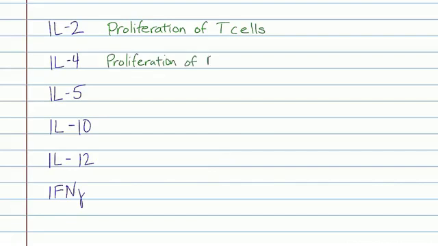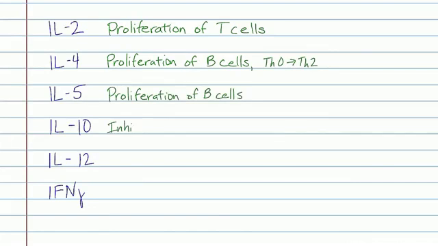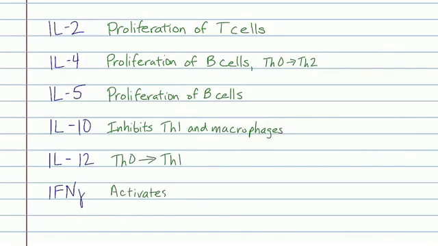IL-4 stimulates proliferation of B cells. It also stimulates T helper 0 cells to become T helper 2 cells. IL-5 stimulates proliferation of B cells. IL-10 is an inhibitory cytokine, so it inhibits T helper 1 cells and it inhibits macrophages. IL-12 is what stimulates differentiation of T helper 0 cells to become T helper 1 cells. And interferon gamma activates macrophages and it also inhibits the proliferation of T helper 2 cells.